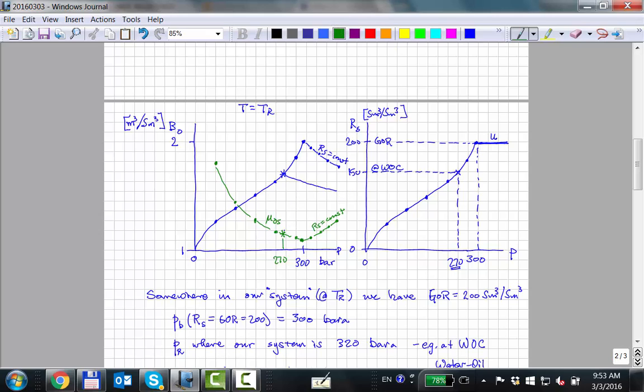The viscosity is going to be changing something like that. So now we can go in at 320 bar and find the viscosity at 320 bar here. That's at the water oil contact. And the BO is here at the water oil contact.